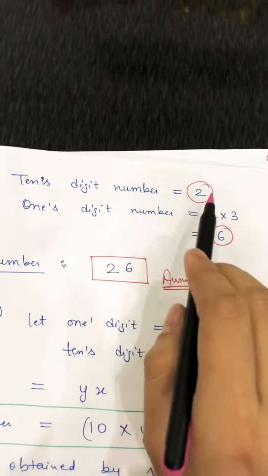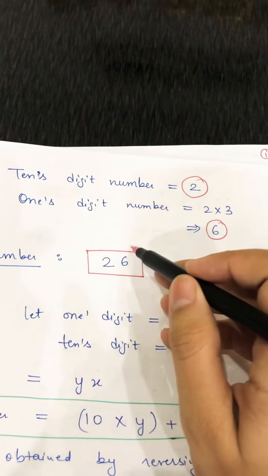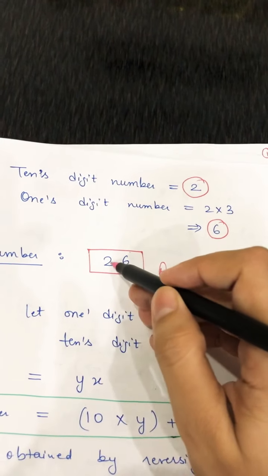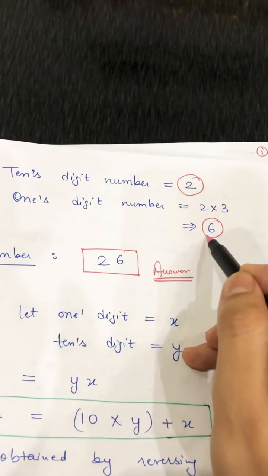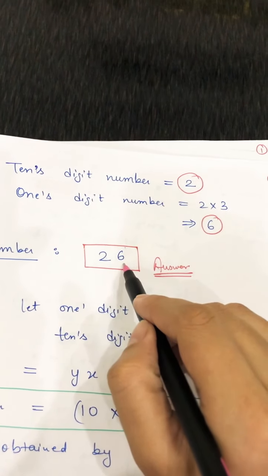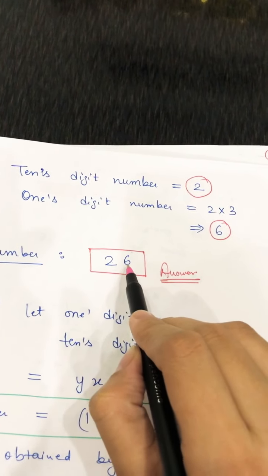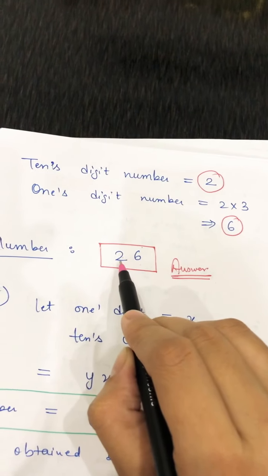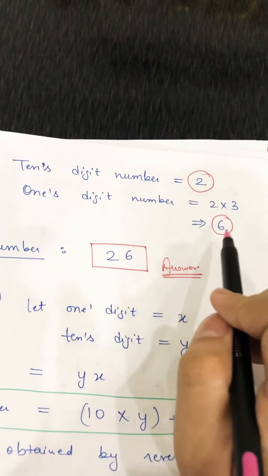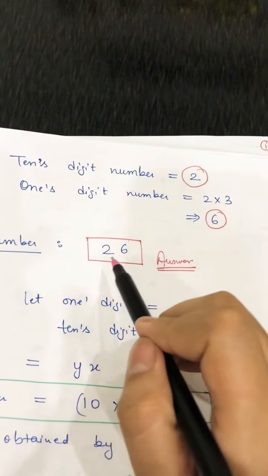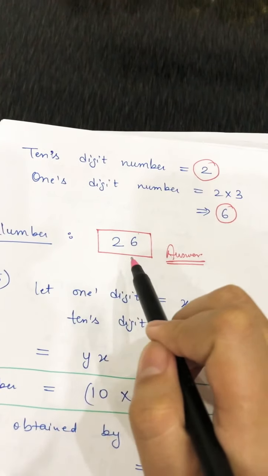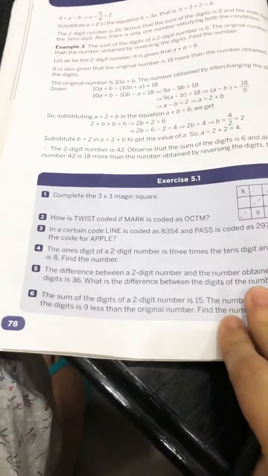If the tens digit is 2, where will the tens digit come? This is ones, this is tens. 2 you have to write here. The ones digit is 6, so where will you write 6? 6 you will write here. This is the number at the ones place. This is the number at the tens place. So please find out your number and then you can put the numbers in that sequence. Got it?